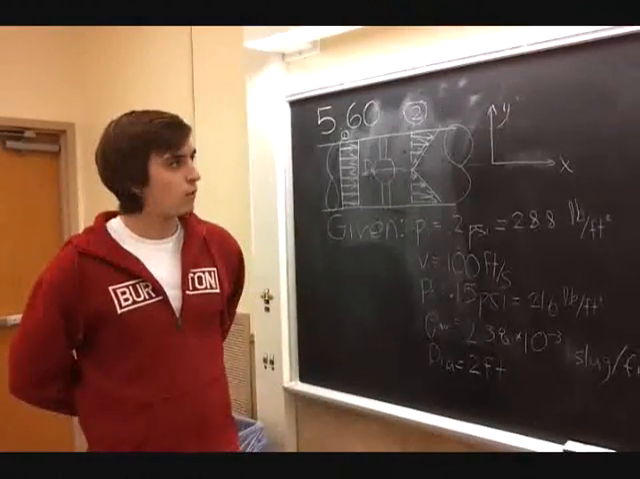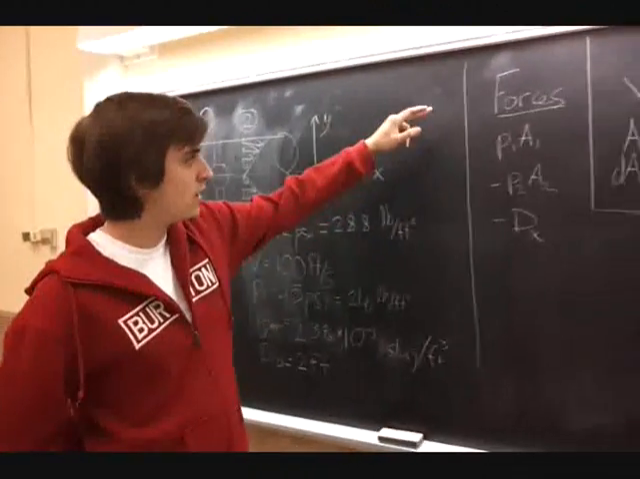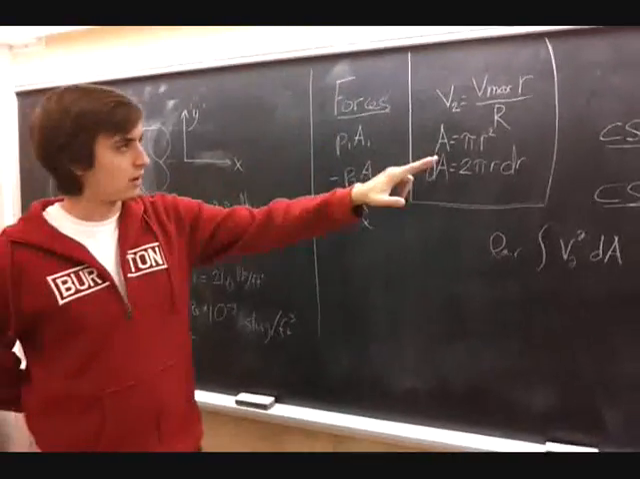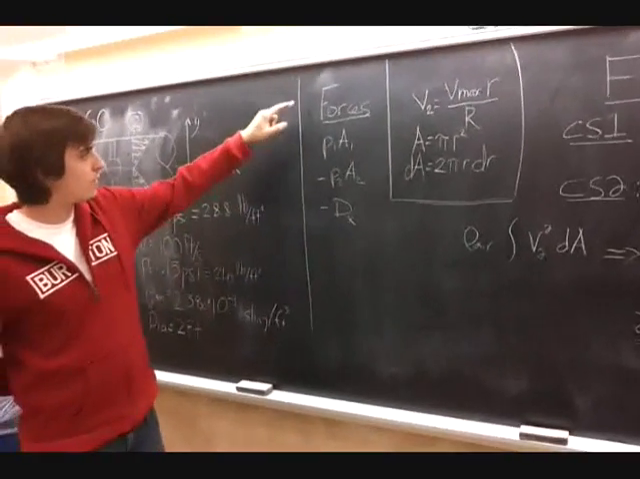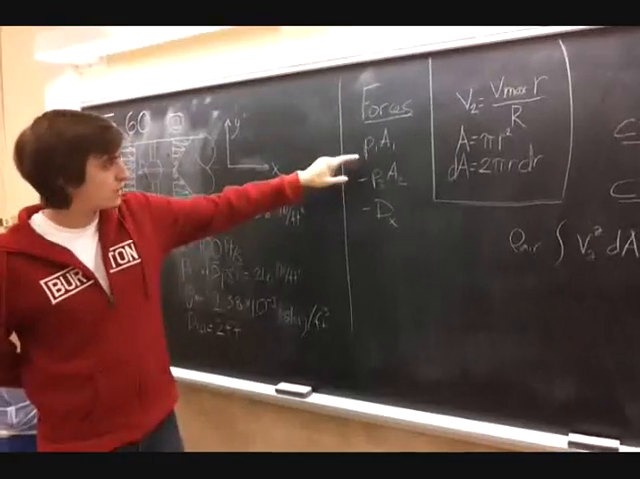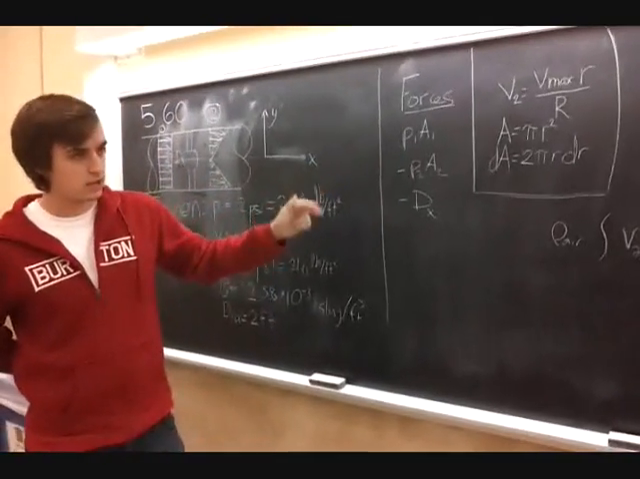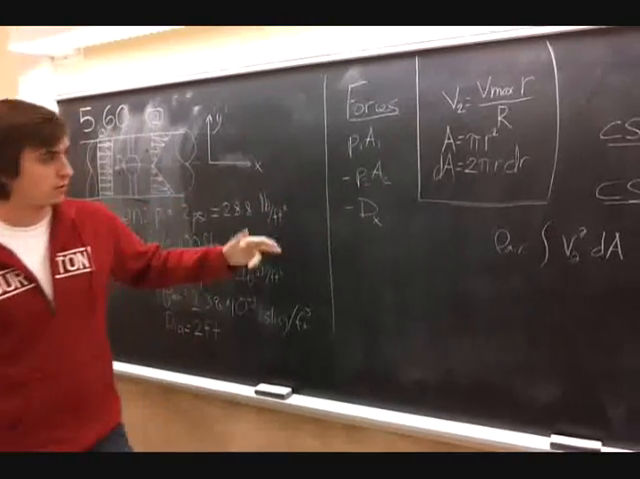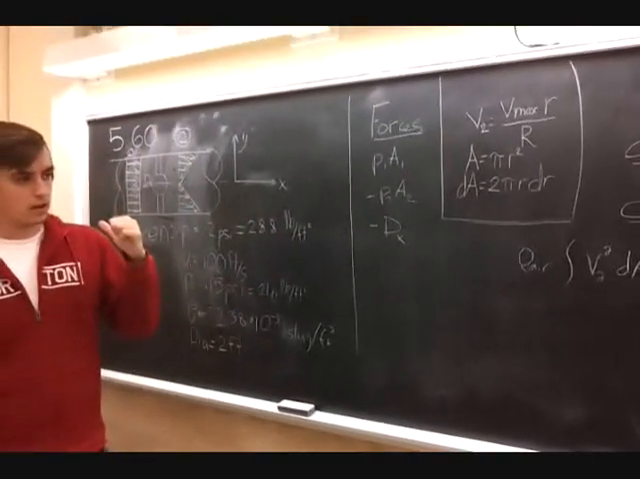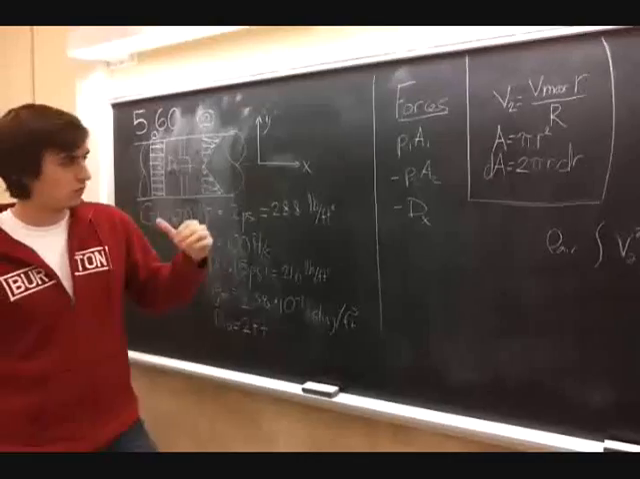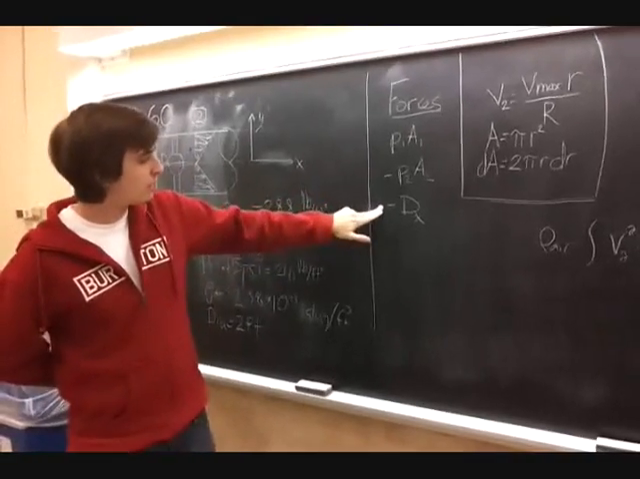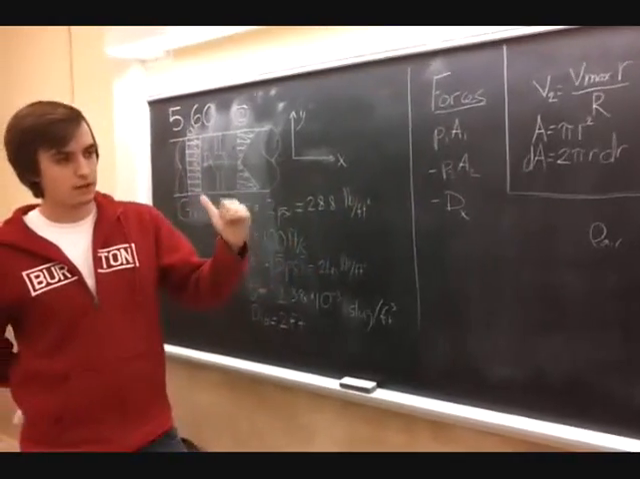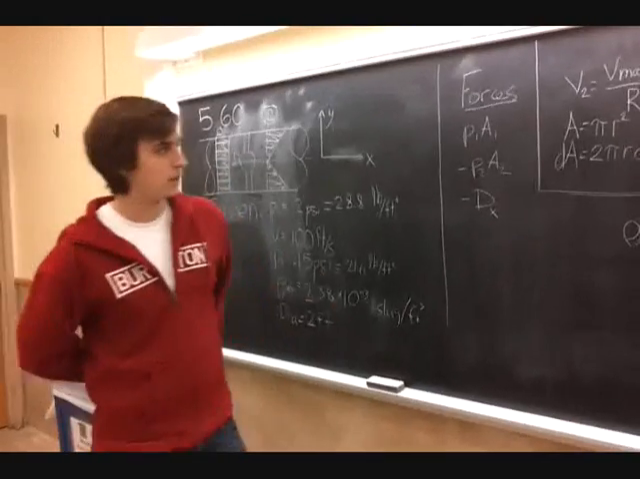Like all of our homework problems, we should really start by listing our forces and listing our fluxes. So to begin, we have our forces. There's going to be the pressure 1 times the area 1 that's coming into the system. Then there's going to be a negative pressure 2 times area 2, because that's going to be going backwards onto our control volume. And then we have the negative Dx, which I said is the mesh that's going to be resisting the airflow.